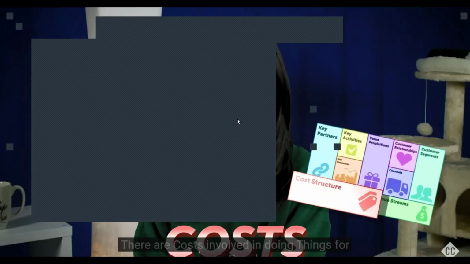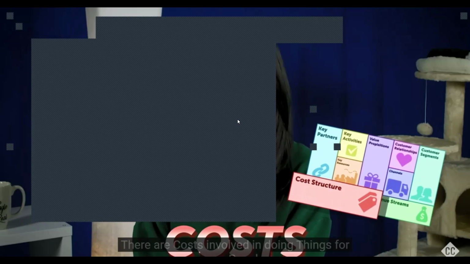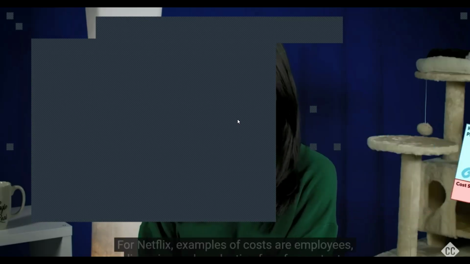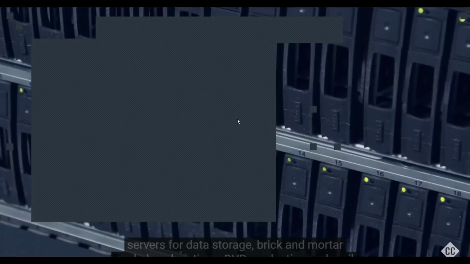Unfortunately, entrepreneurship isn't free. There are costs involved in doing things for your people. So where are we going to spend the money? For Netflix, examples of costs are employees, licensing and production fees for content, servers for data storage, brick and mortar workplace locations, DVD production and mail, and R&D. And that is Netflix in a nutshell.